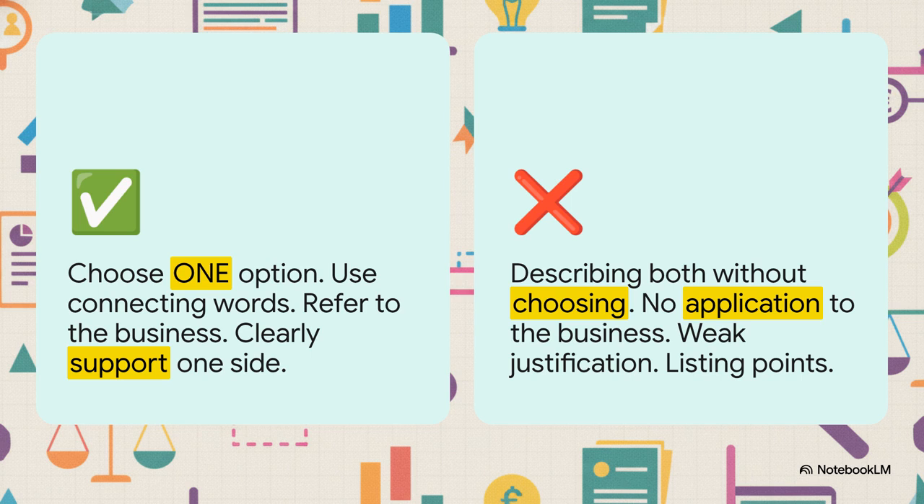Okay, look closely here, because this is where so many marks are won or lost. On the right, you see the stuff to avoid: just describing both options without ever picking one, forgetting to link your points back to the business, or just listing facts with no real argument. That's a one-way ticket to an average grade. But on the left, that's the good stuff. You pick a side, you use powerful words like however and therefore to build a real argument, and you keep everything focused on the specific business. That's how you show an examiner you're not just memorizing, you're thinking.